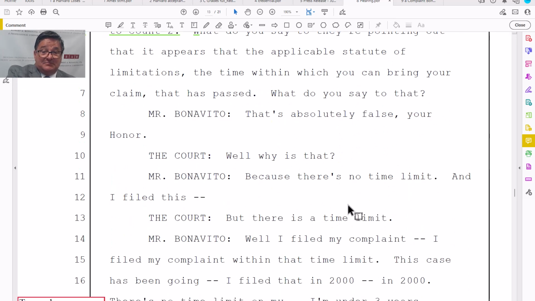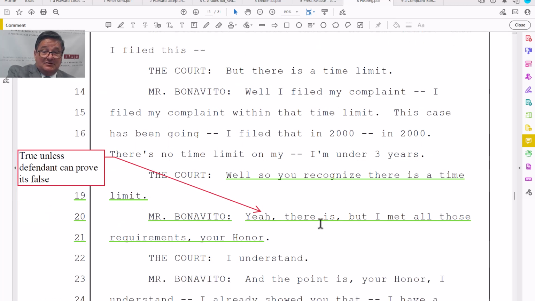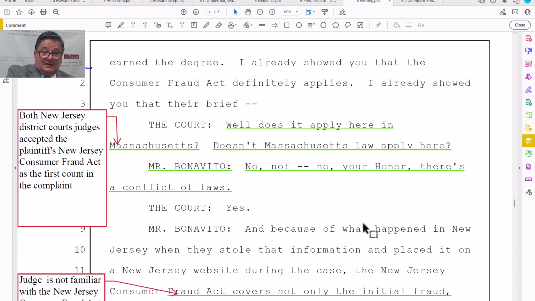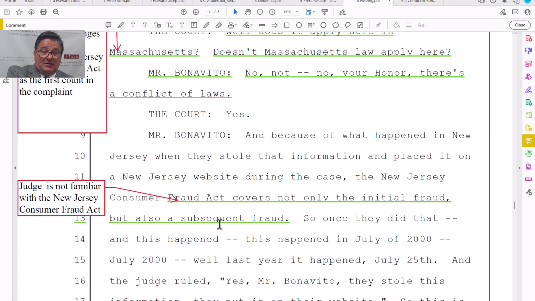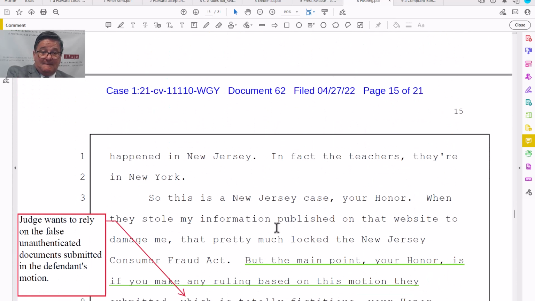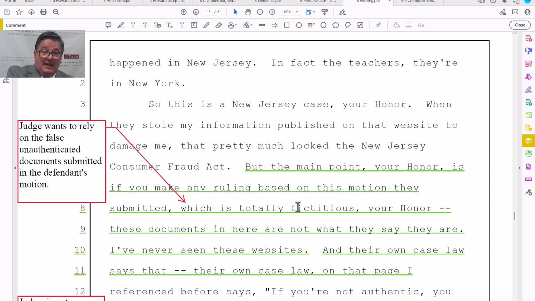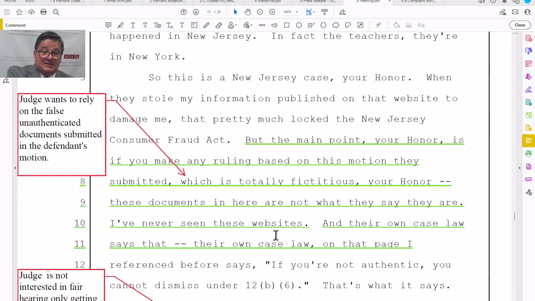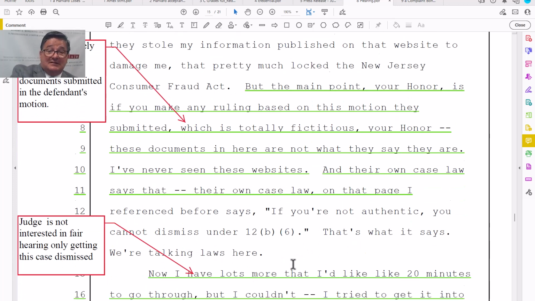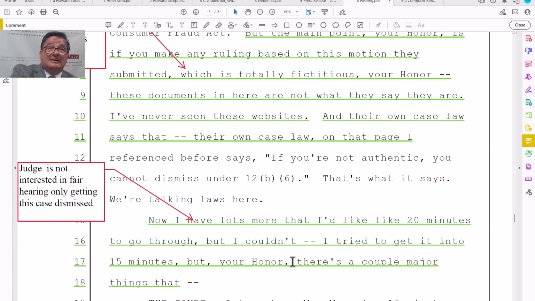And then he goes through some more nonsense here. He talks about the fraud. There's no time limit. I met all those. There's no time limit because fraud is constant. And you didn't even read my complaint, so why are you talking about this? He's talking about fraud covering not only the initial fraud but also subsequent fraud, because there's a fraud allegation in my complaint. If you make any ruling based on this motion they submitted, it's totally fictitious, Your Honor. These documents are not what they say they are. I've never seen these websites, and their own case law on page 1 says that if it's not authentic, you cannot dismiss on 12(b)(6). This is Harvard's own lawyer's case law, and I'm using it against them.